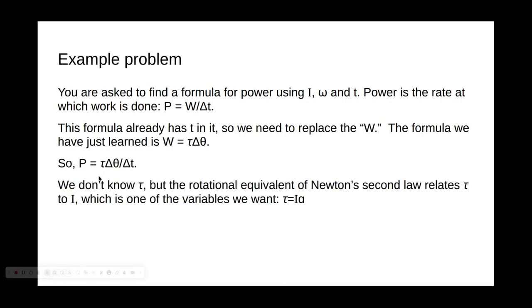So what we need to do is pull other equations off of the AP equation sheet or out of our heads. So we don't know tau, for example, but tau is the rotational equivalent of Newton's second law. Okay, so tau is the moment of inertia times the angular acceleration. So maybe that'll help. So let's put this in for our tau. So we'll take this little Greek tau and we'll make it I alpha. Now, I is something we want, but we don't want alpha. We want omega. And so we're going to have to keep going here.